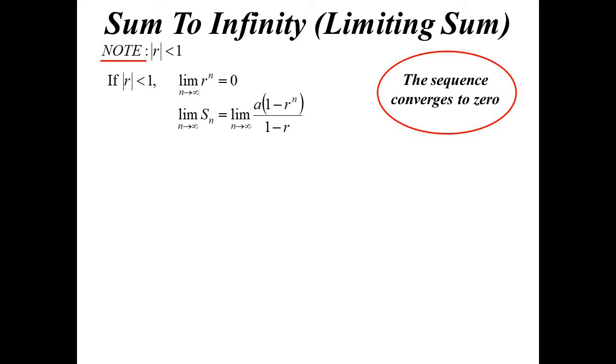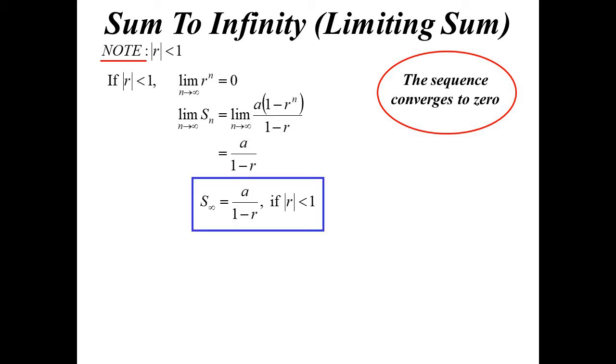Substituting that into our formula. So the limit as n approaches infinity of the sum to n will be the limit as n approaches infinity of a(1 minus r to the power of n) over 1 minus r. But we just said r to the power of n will be approaching 0. So that becomes a on 1 minus r. So there's our formula. The sum to infinity is a on 1 minus r, but again, it only works if the magnitude or the size of the ratio is less than 1. Our series converges as opposed to other series which would diverge.